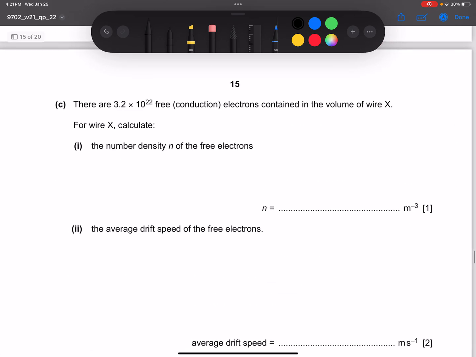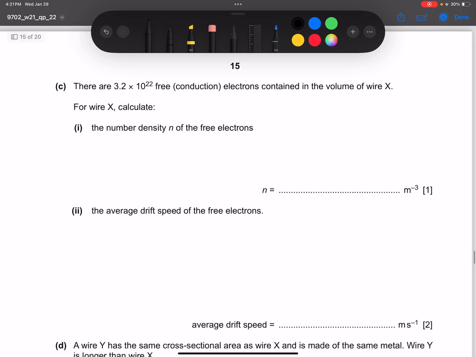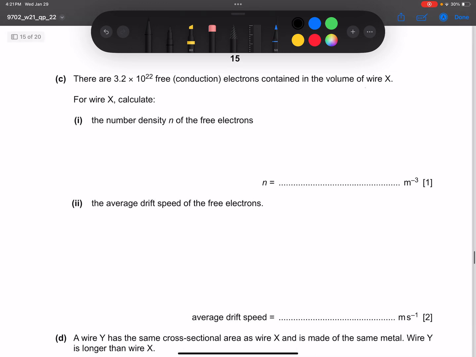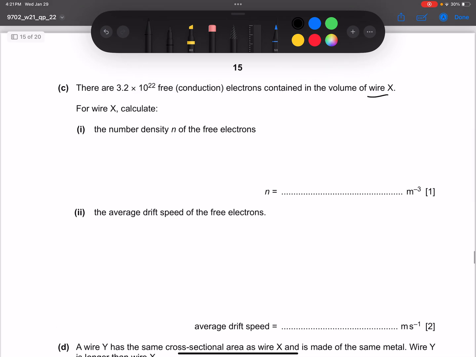Moving on, there are 3.2 into 10 to the power 22 free electrons contained in the volume of wire X. For wire X, calculate the number density n of the free electrons. Now there is a formula, but think of it logically, okay? Density, when we look at it in terms of mass, is mass by volume, right? They want number density, so it's the number of electrons by the volume of the wire, right? So that will give us density. So there are these many electrons and this much volume.